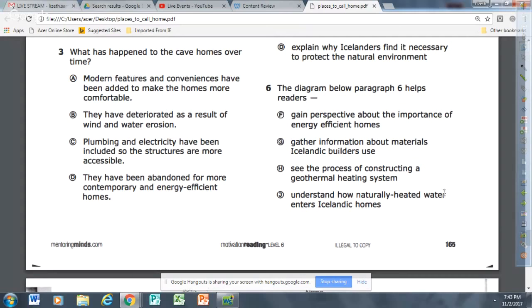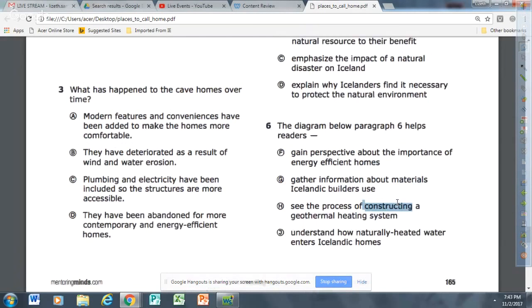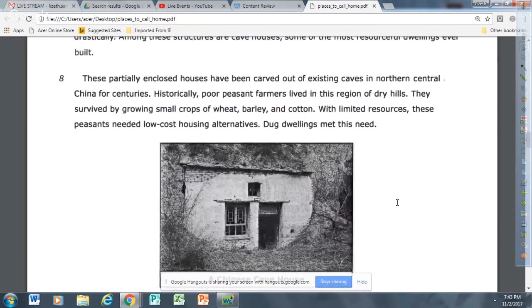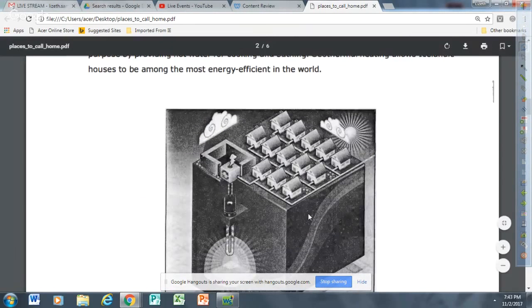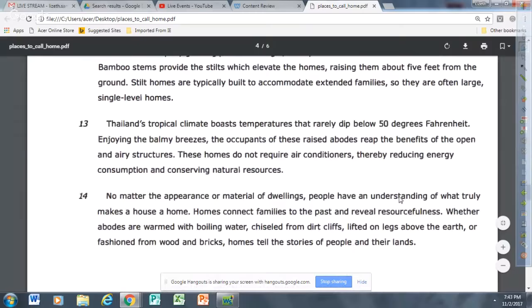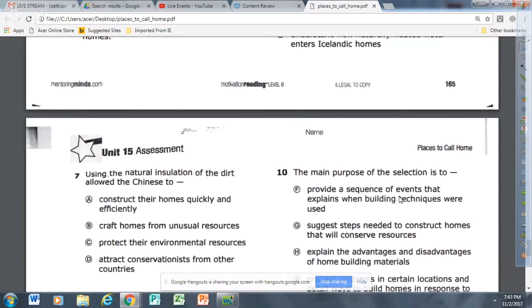So a lot of you answered and everybody answered correctly, to understand how the heated water enters the home. That was a hard one. A lot of people put H on this one in the past, and it's not how they constructed. See, the word construction is constructing. It's not how they built the system. It's just showing you how that water goes through all the homes. So every one of you who put an answer on that got that one right. Good job on that. A lot of people got that one wrong last year, so you guys are great.